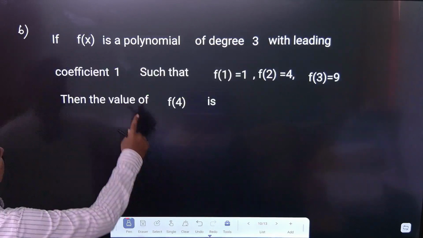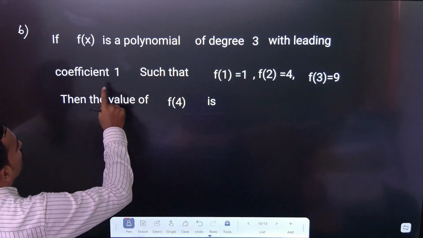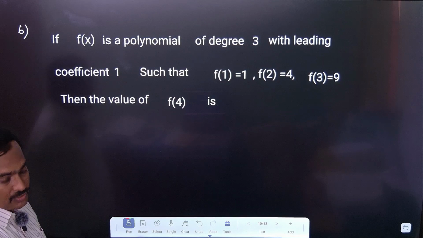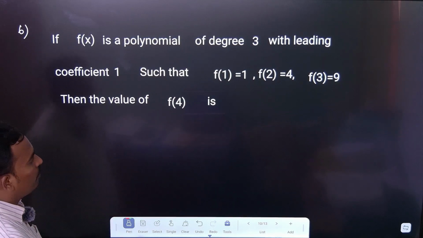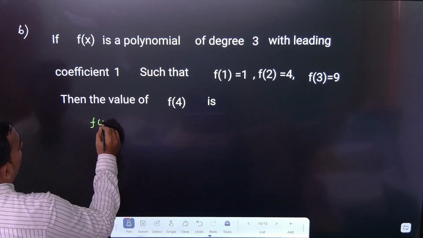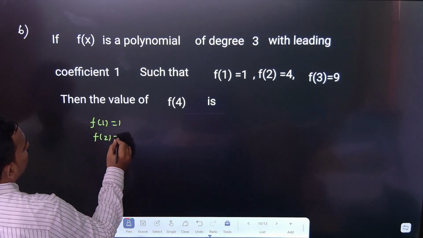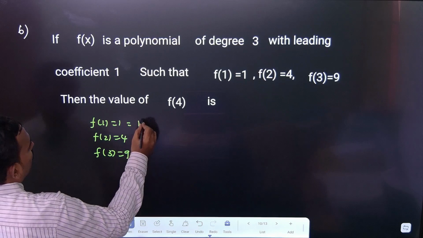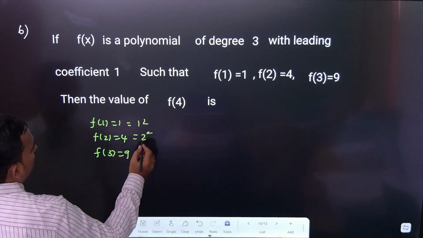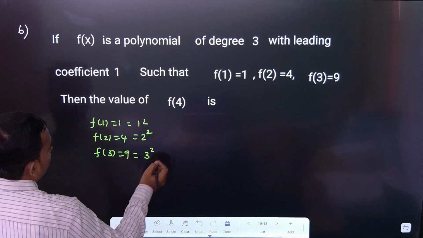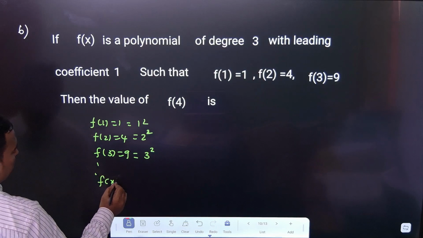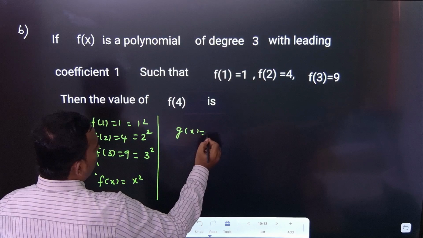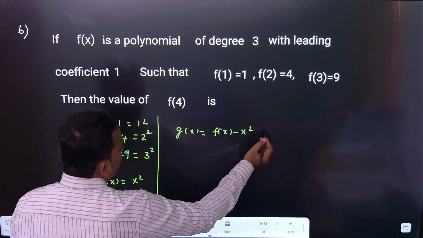Okay. f of x is a polynomial of degree 3 with leading coefficient 1, such that f of 1 is 1, f of 2 is 4, f of 3 is 9, and then the value of f of 4 they're asking. You can see f of 1 is 1, f of 2 is 4, f of 3 is 9. 1 you can write as 1 square, 4 as 2 square, 9 as 3 square. Generalize it: f of x you can write x square. Therefore, g of x, how to write? f of x minus x square we can write.